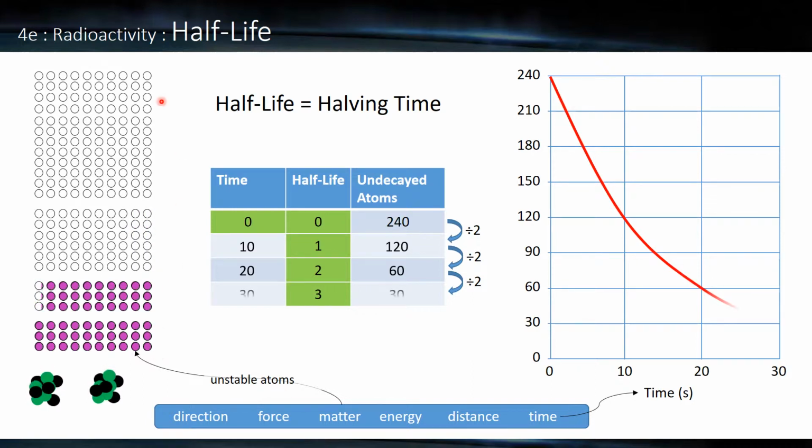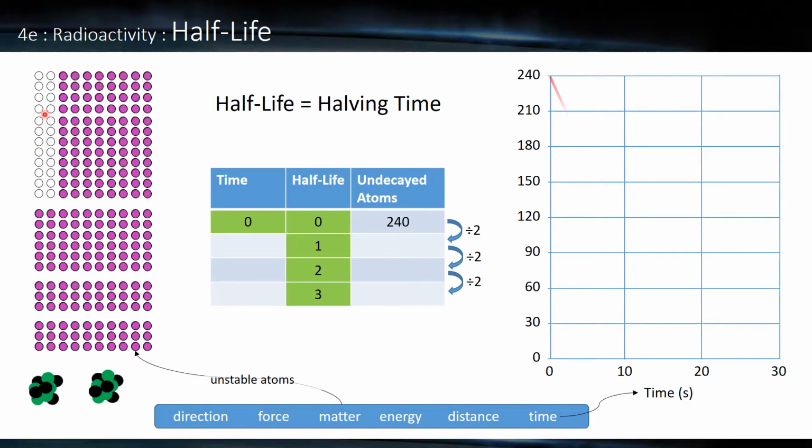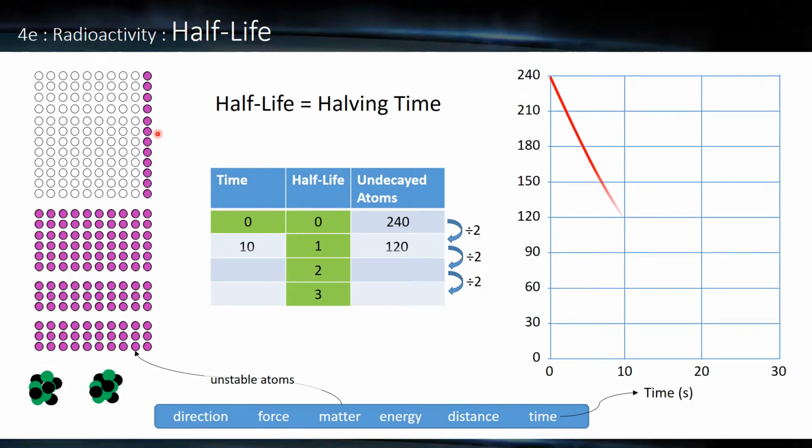Now the most literal way of representing it is over here on the left. We've got 240 atoms. It'll run again from the beginning. So they are purple when they are undecayed. Here they go. Here's the first half, and obviously it's not neatly stacked like this. It would be randomly spread out. But this takes 10 seconds. So it takes 10 seconds for the first half to go.